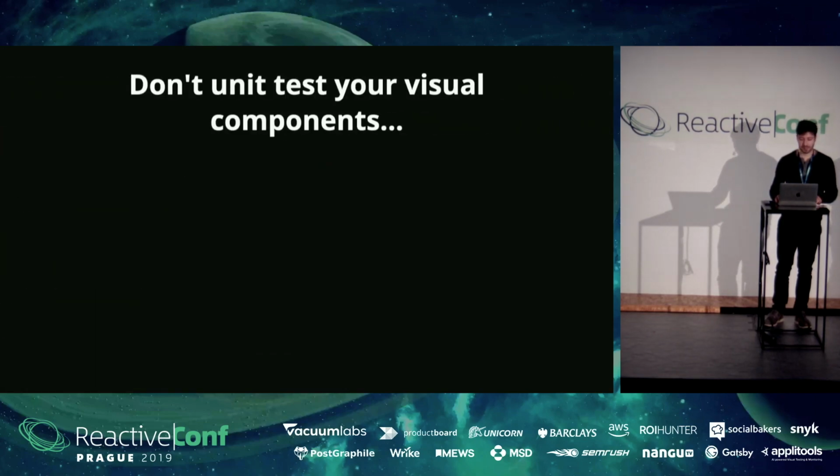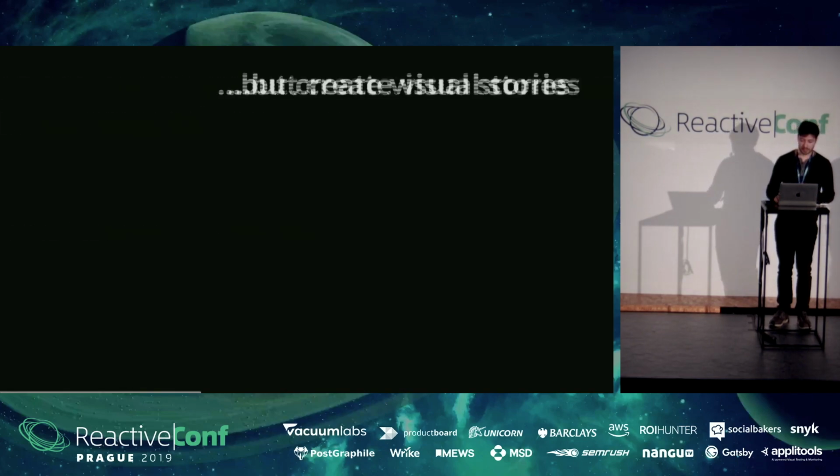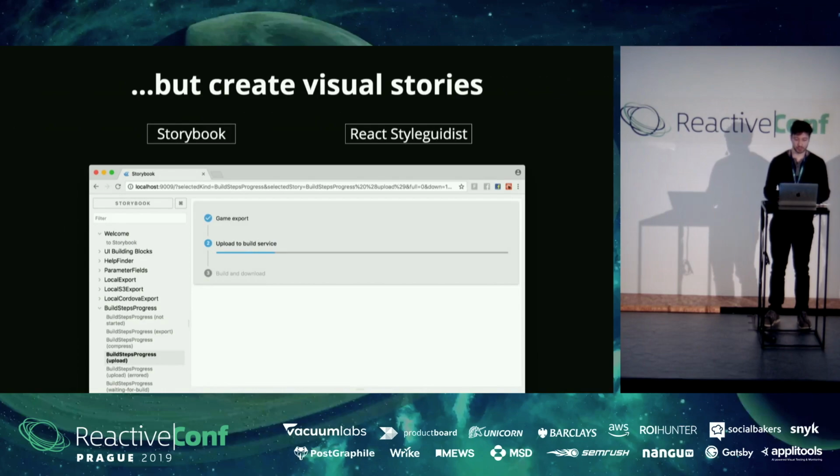I'm not unit testing my visual components, sorry. Well, actually, I do, but only if there is some part with logic. What I do is create visual stories. Using Storybook or React Styleguidist, you can create stories that are your components working outside of your application, so that you can work on them and test them without running the whole application. It's very useful when, for example, you want to test that your component is displaying some kind of errors that you're not seeing in real life because your software is working properly. That's a huge advantage of this kind of development, because you don't have to relaunch your whole application every time you're making some small changes.